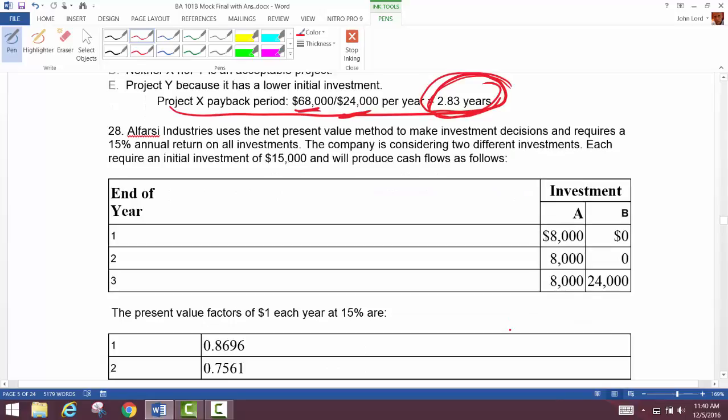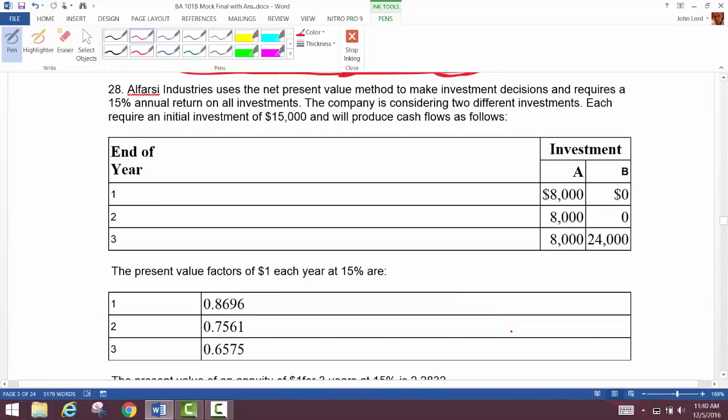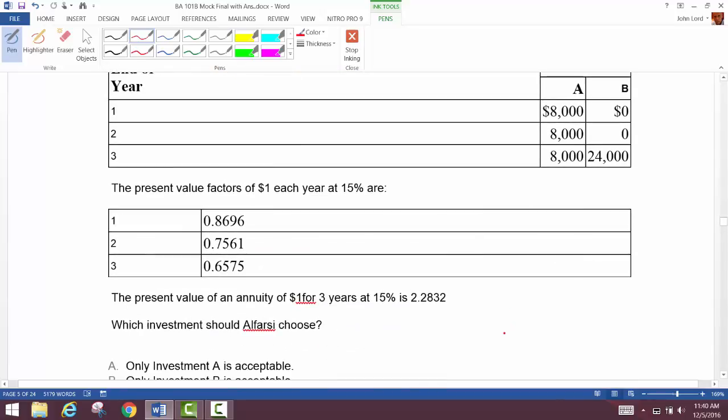Okay, good. Now this one, they give me the present value factors for each year, but then they also give me the present value of an annuity. And they were being generous to me by giving that to me because what? Here's the annuity for Project A. It's an even amount of cash flows, isn't it? Right?